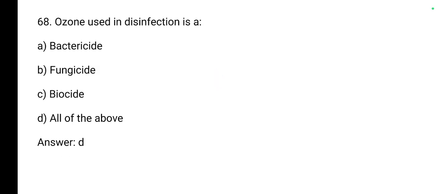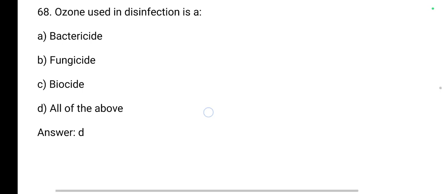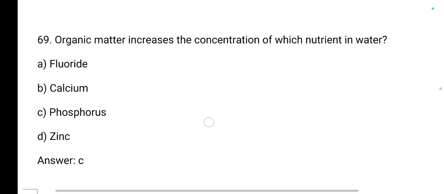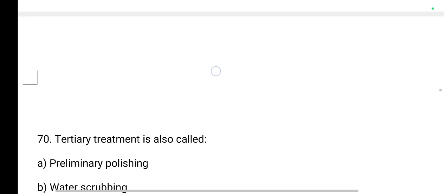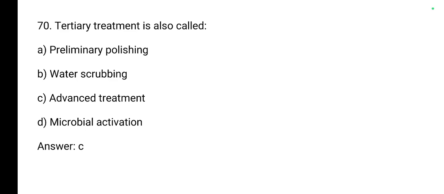Ozone used in disinfection is basically a bactericide, fungicide as well as biocide. All of the above. Organic matter increases the concentration of which nutrient in water? So that is phosphorus. Tertiary treatment is also known as advanced treatment.